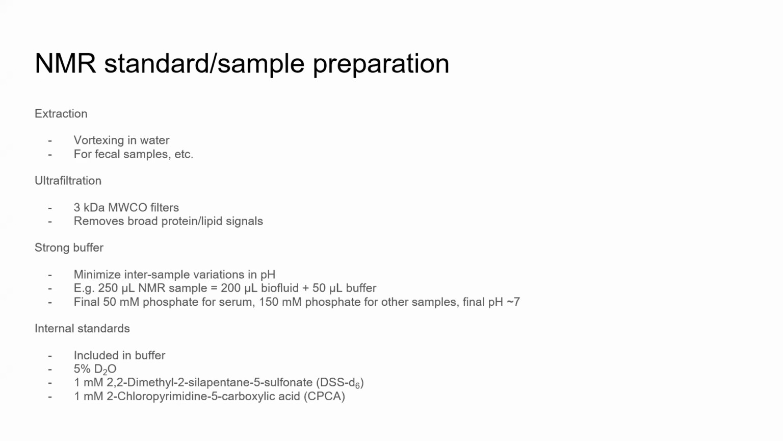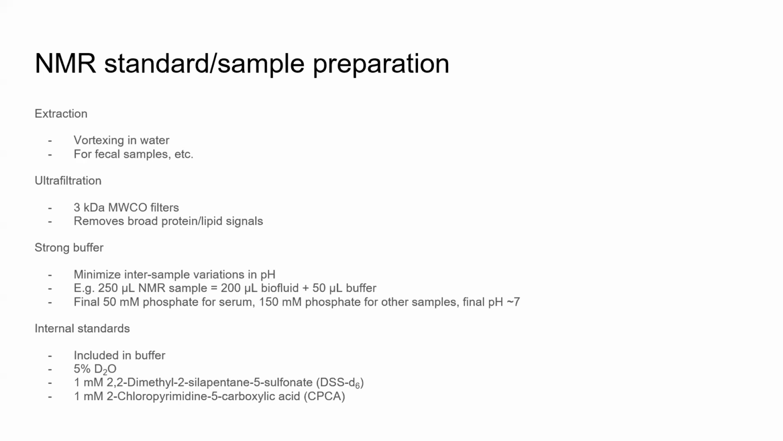These filters will remove protein and lipid signals. These signals can interfere with the quantitation that we do, so we want to remove those. And we also use a strong buffer. We buffer samples to minimize the sample-to-sample variations in pH.